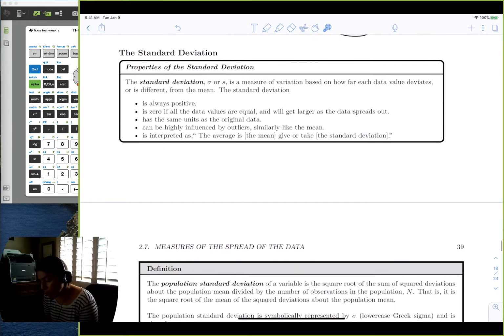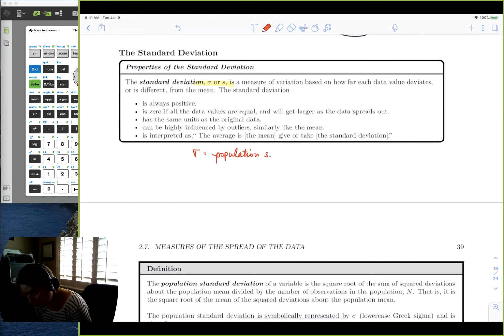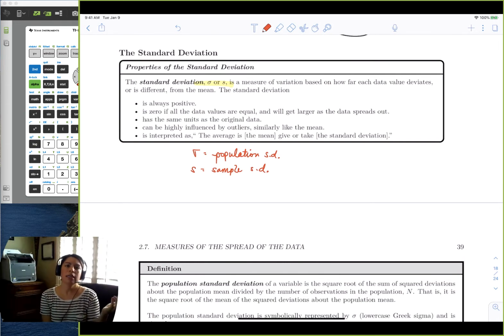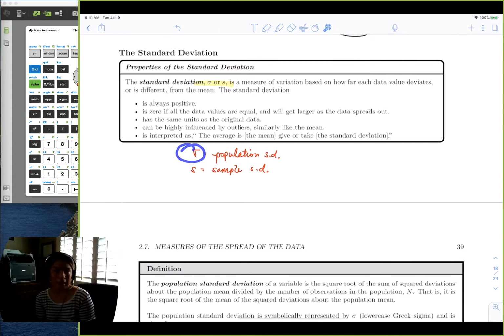So we denote it, I also want to highlight, by sigma or s. Remember that sigma is the population standard deviation, and little s is the sample standard deviation. So how do you remember? Well, s is for sample and sigma is for population.